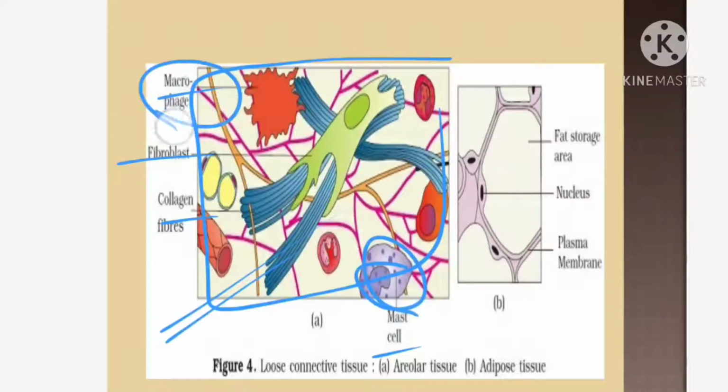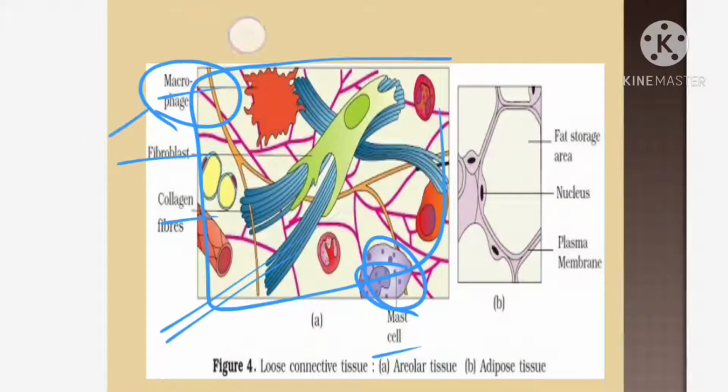This is macrophages. What is the function of these macrophages and mast cells? They act like WBCs. What is the function of WBCs? They help in carrying out the defense mechanism. If any germs enter our body, these mast cells and macrophages attack the germ and kill it, thereby preventing us from getting diseases, right.